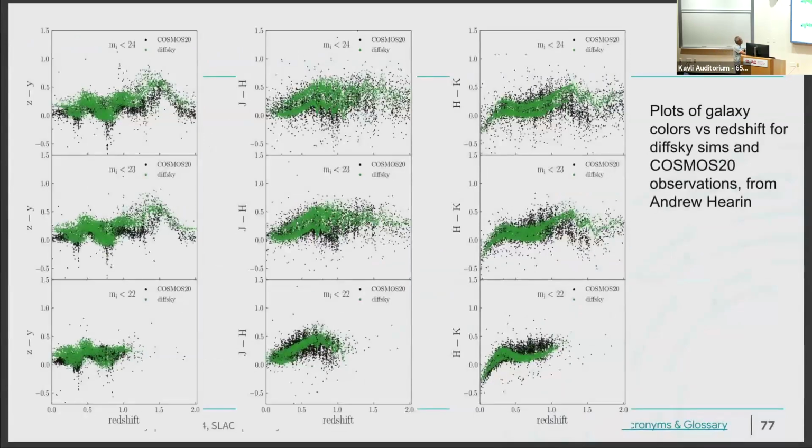So here are some plots of the galaxy colors as a function of redshift from the DESC simulations in comparison to some COSMOS data. The points in green are the DESC galaxy simulations, and the black points are the observations.